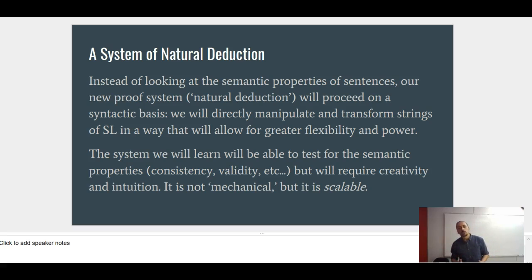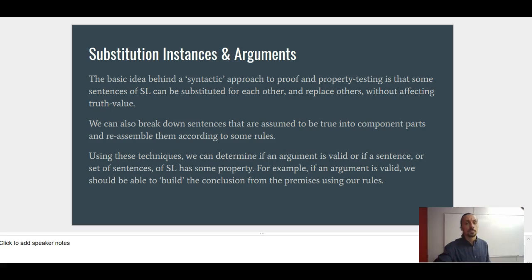Now, this proof system that we're going to introduce is going to be pretty different. It's going to require leaps of intuition, creativity, and logic. So it's more scalable. One of the great advantages of this proof system is that you're going to be able to test for properties of much larger and more complicated arguments without having to do truth tables with 64, 128 rows. But it comes at a cost. It's not going to be mechanical. It's not just working out the consequences of certain forced moves. So, enough prelude. Let's get right to it.